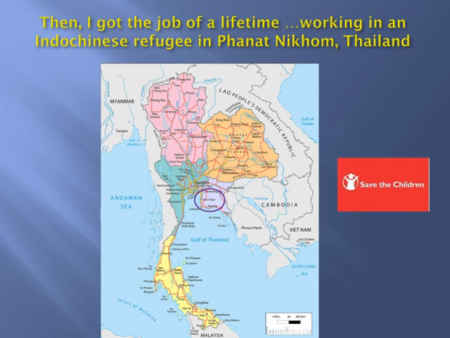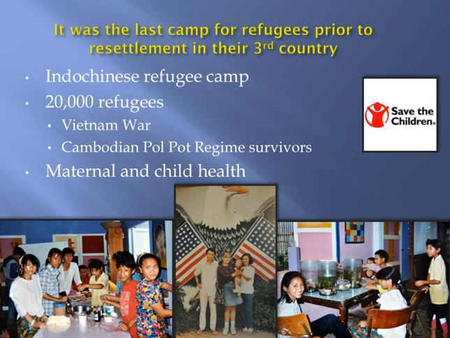Then I got a job of a lifetime working in an Indochinese refugee camp in Phanat Nikhom, which was about 12 hours south of Chiang Mai, about 4 hours southeast of Bangkok. You can see it's circled in purple, the area. The largest city near there is called Chonburi. I worked in a small Chinese Thai village called Phanat Nikhom, and we would bus to the refugee camp about 30 minutes each way. We could not stay in the refugee camp.